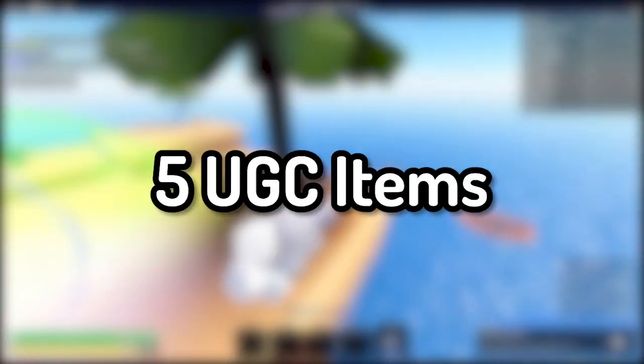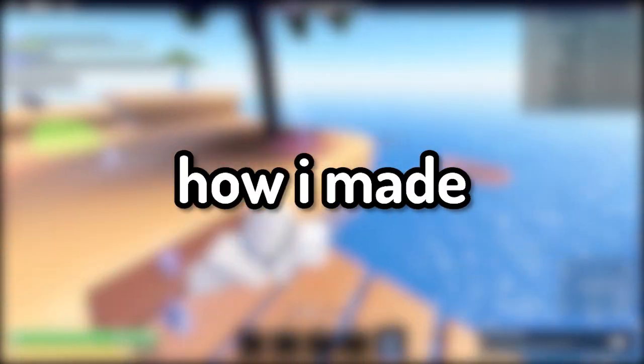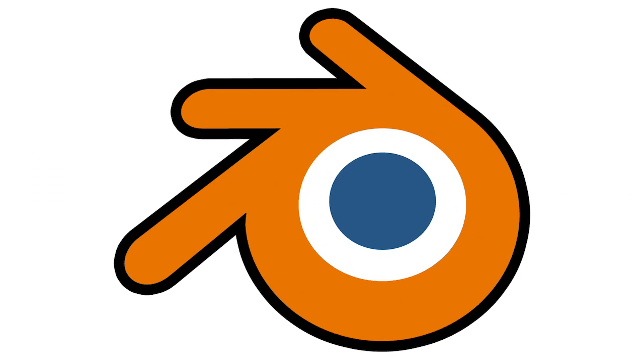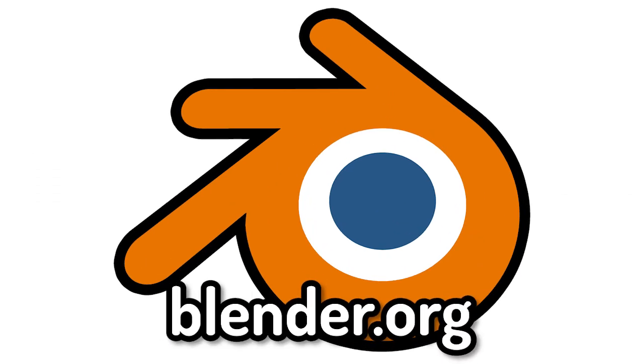So yeah, 5 UGC items on Roblox. Let's talk about how I made those things. Before we get into the individual creation of each item, to make all of these items, I use a software called Blender, which you can find at blender.org if you want to make something yourself. And I also use Photoshop to create the textures for these items, which is basically like painting them.